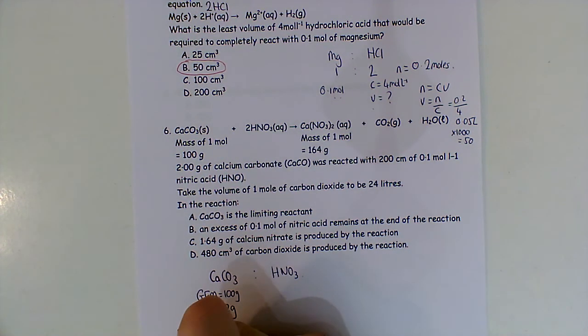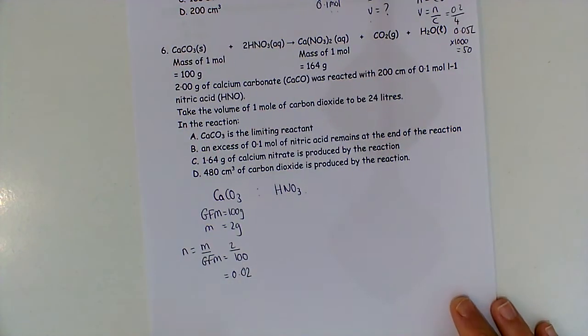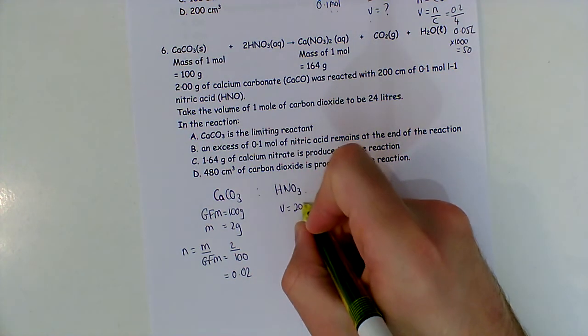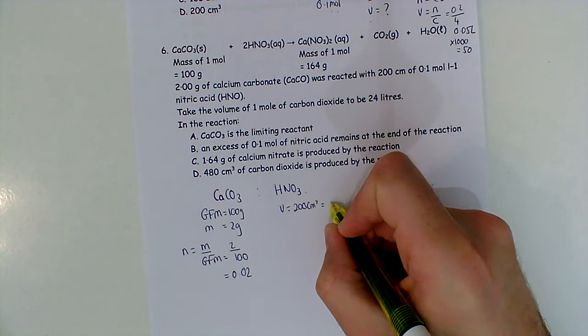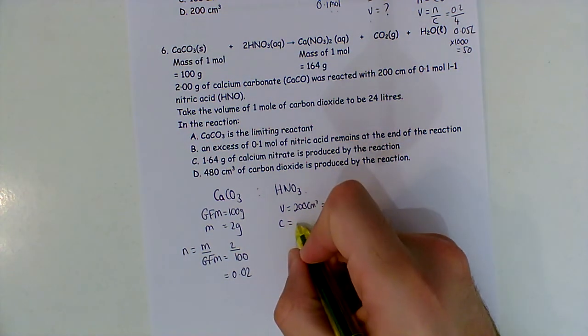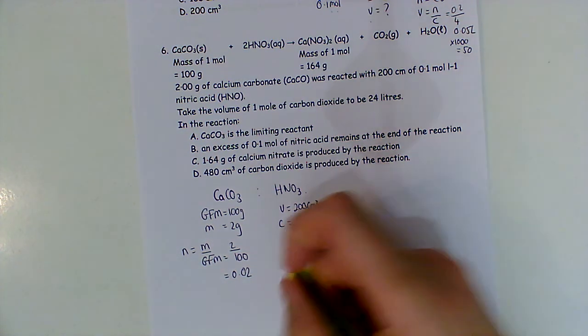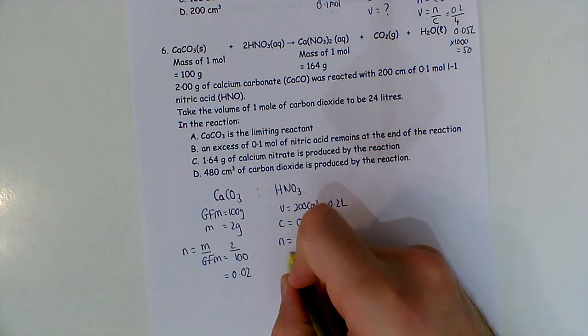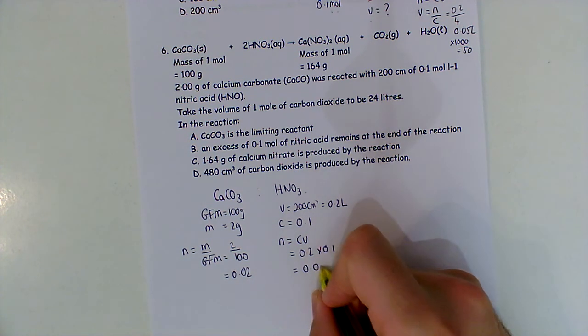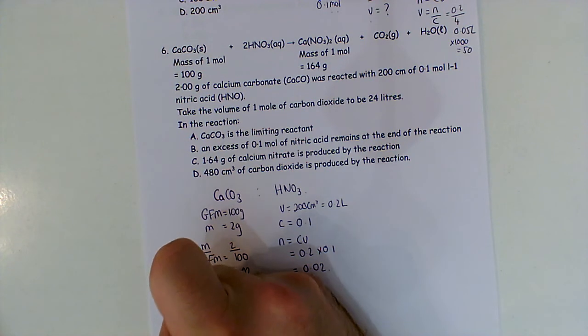So n is m divided by GFM, which is 2 divided by 100, which is 0.02. With our nitric acid, we were told 200 centimetres cubed, so volume equals 200 centimetres cubed, which is equal to 0.2 litres. And the concentration was 0.1. n equals CV, which is 0.2 multiplied by 0.1, which equals 0.02. That's what I have.